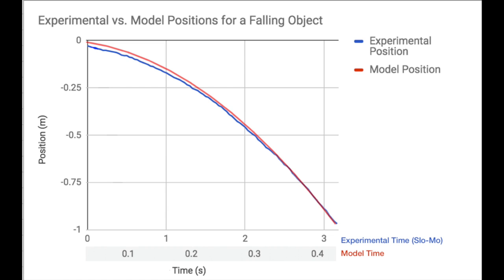When we graph the model positions and the experimental positions on the same graph, we will get something that looks like this. It appears as though the model is less accurate at first, but then becomes closer to the experimental values as time goes on. Small discrepancies in initial conditions could be the reason why these two curves differ a little bit at first.